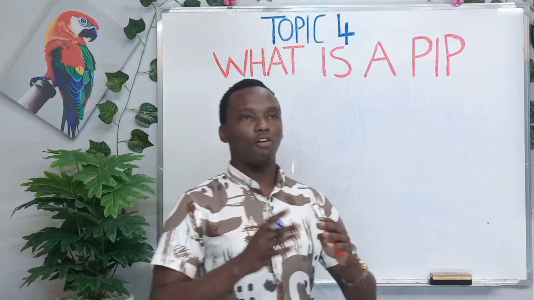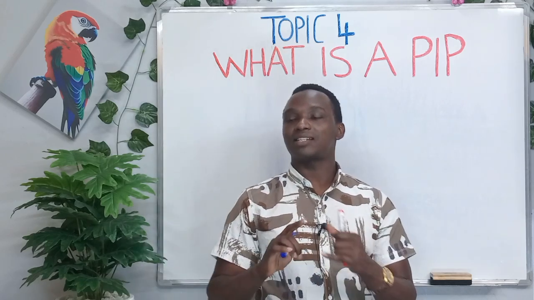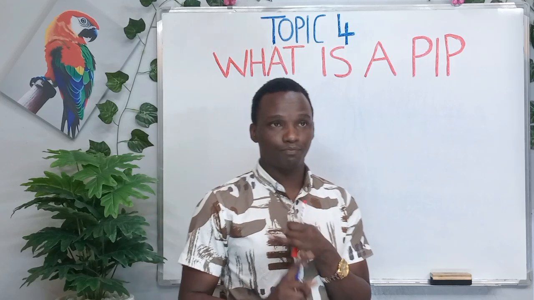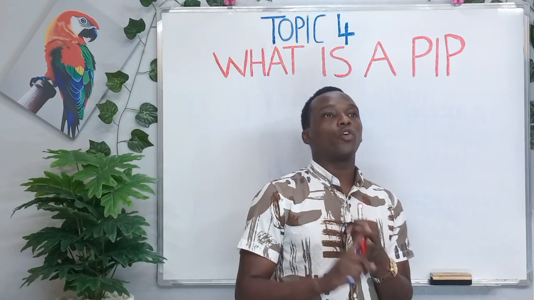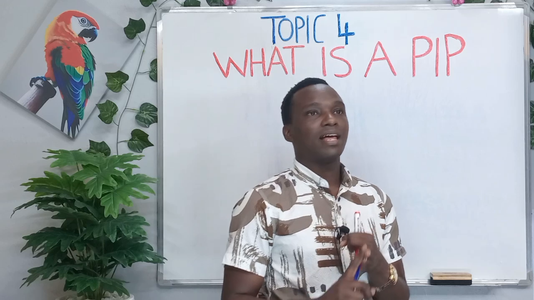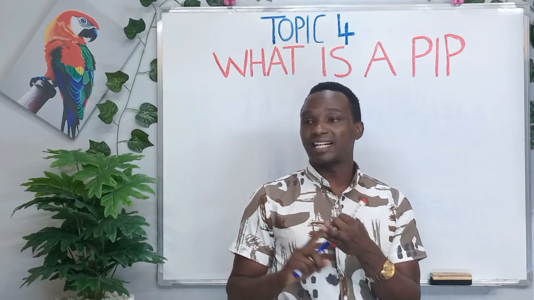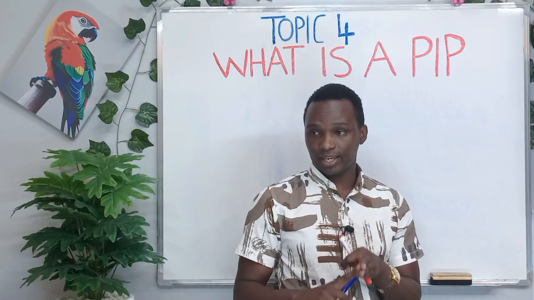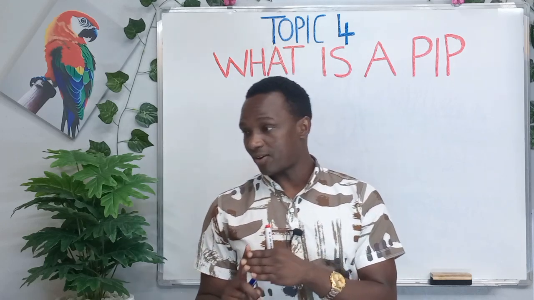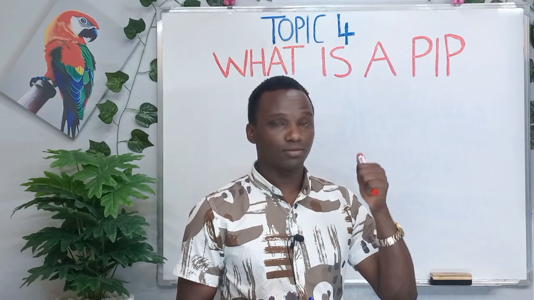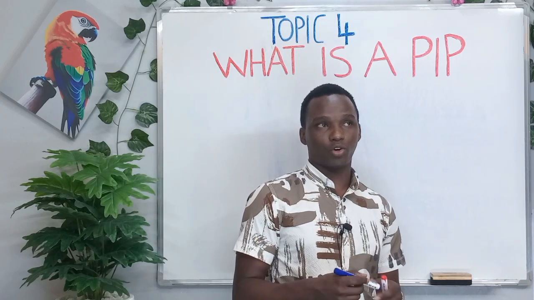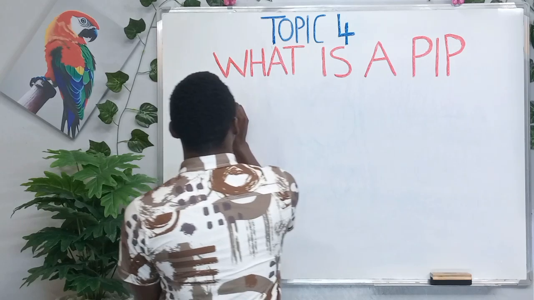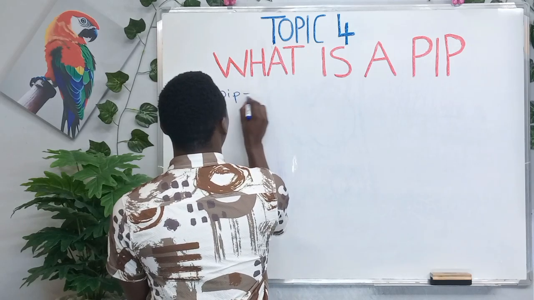So by the end of this class, you are going to understand first the definition of a pip. What is a pip, okay? We are going to calculate the number of pips in currency pairs, okay? In commodities, okay? In indices, all right? And even cryptocurrencies like Bitcoin, okay? So let us go straight to the definition. What is a pip, all right?